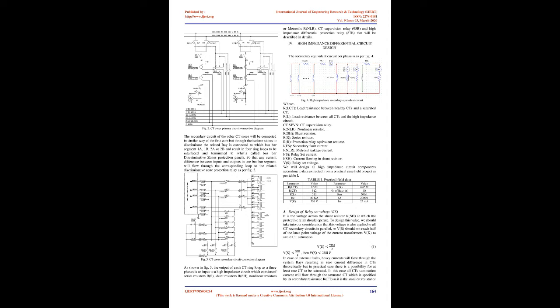I_FS is the secondary fault current. I_NLR is the Metrosil leakage current. I_S is the relay set current. I_SH is the current flowing in the shunt resistor.